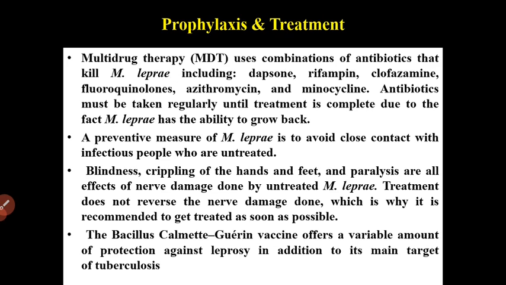Preventive measure is to avoid close contact with infectious people who are untreated. Blindness, crippling of hands and feet, and paralysis are all effects of nerve damage done by untreated M. leprae. Treatment does not reverse the nerve damage done, which is why it is recommended to get treated as soon as possible. The Bacillus Calmette-Guérin (BCG) vaccine offers a variable amount of protection against leprosy in addition to its main target of tuberculosis. Understood why such vaccinations are important?